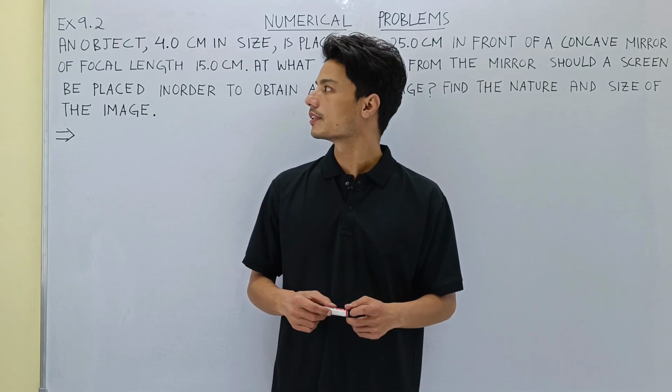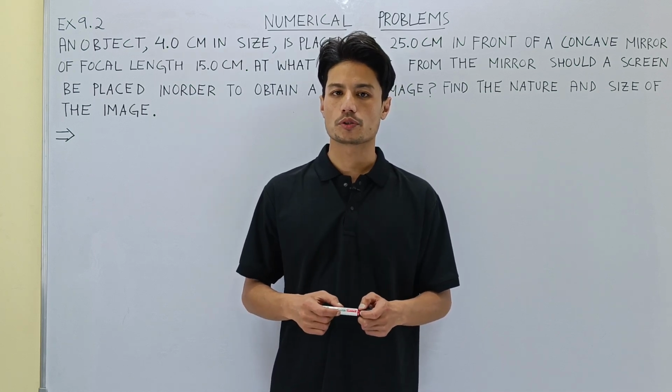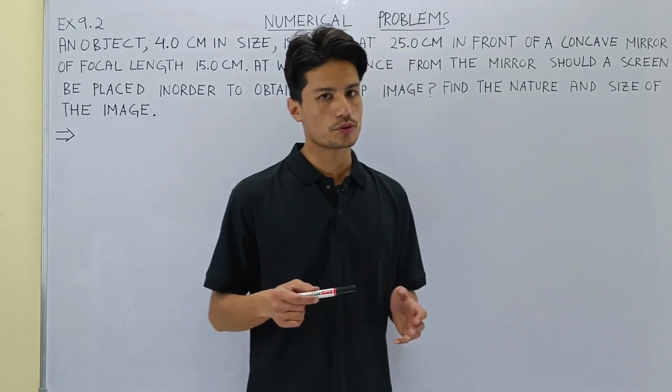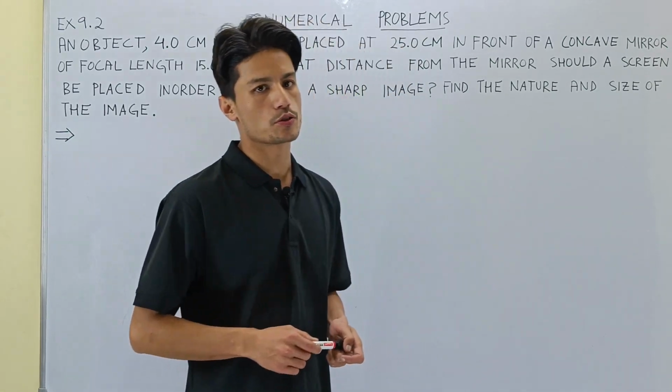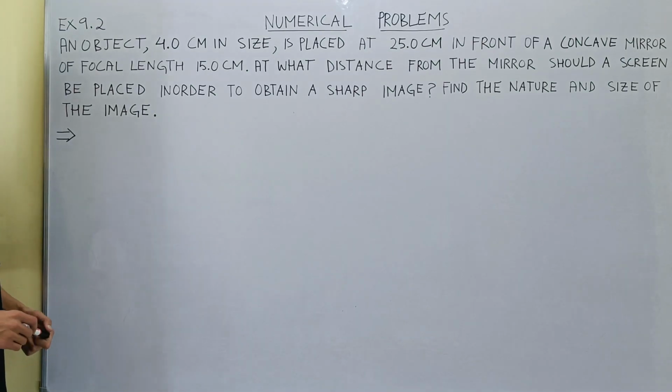Today we'll be doing the second numerical problem from example 9.2, page 144. The question is already written here, so let us read the question together and solve the numerical problem together. First, let us read the question once. An object 4 cm in size is placed at 25 cm in front of a concave mirror of focal length 15 cm. At what distance from the mirror should a screen be placed in order to obtain a sharp image? Find the nature and size of the image.